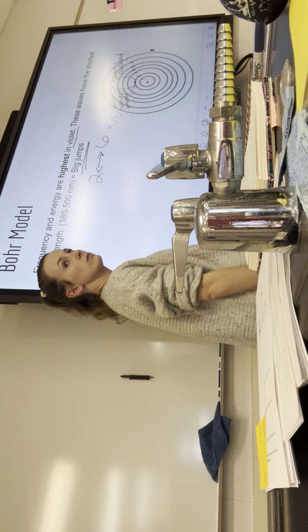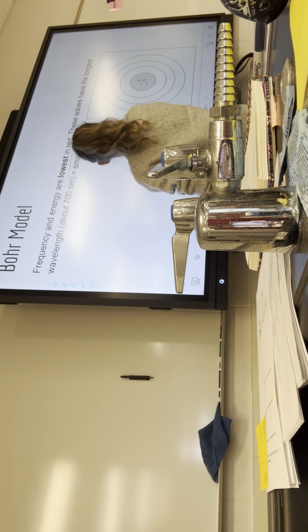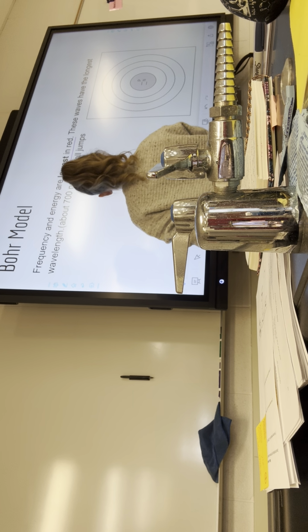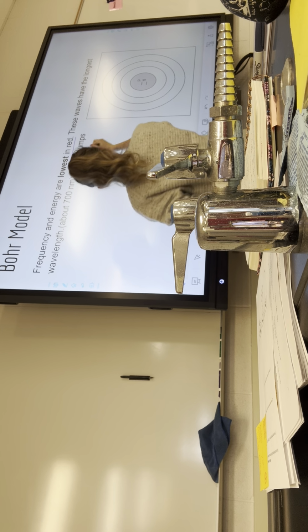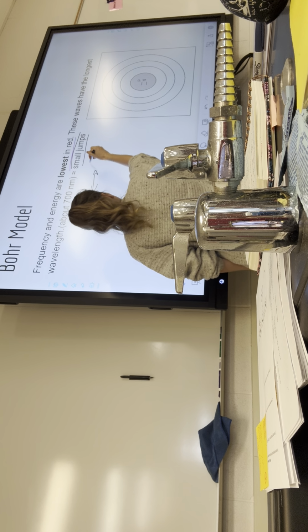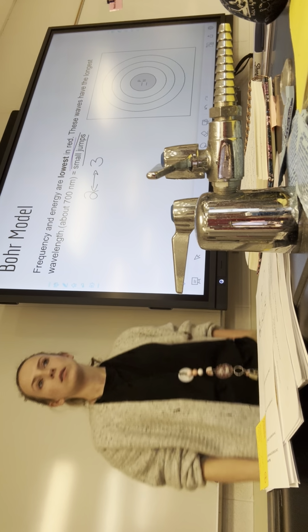All right. So now we talked about violet. We're going to talk about our lowest energy and our smallest jump, which is red light. So you can see, based on the description here, frequency and energy are lowest in red light, which means that we have a smaller jump. These waves have the longest wavelength. And what this means for red is that we're going to see a jump between energy level 2 and energy level 3.